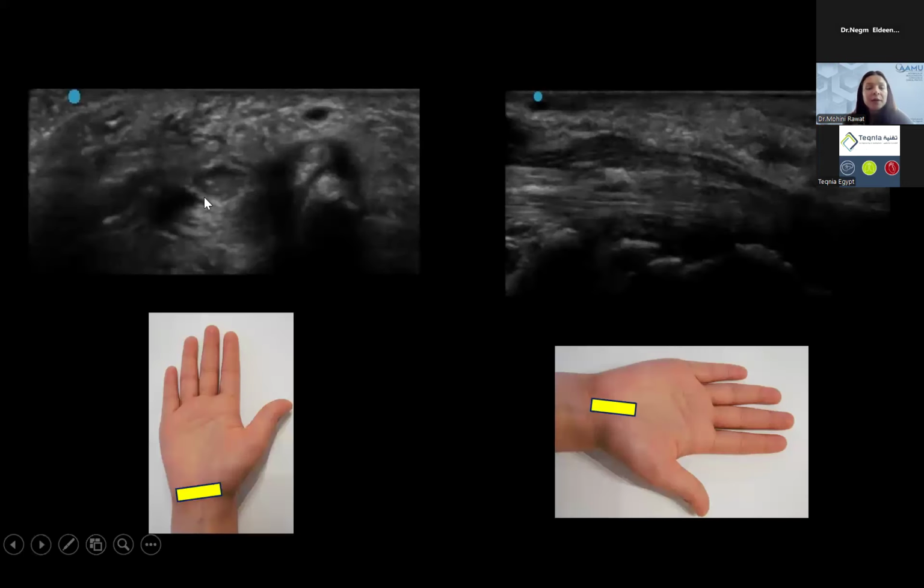So this is the image of the nerve. This is what the nerve looks like in short axis. This is what it looked like in long axis. You can see the swelling, compression site here. So that's typical for carpal tunnel syndrome.